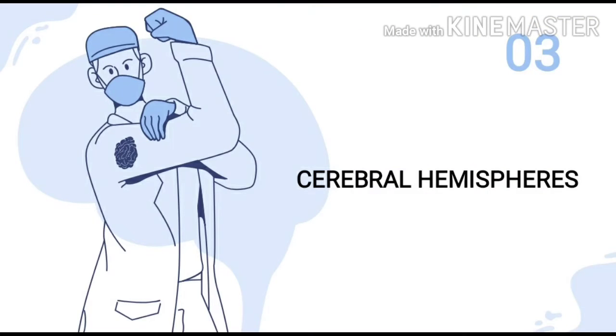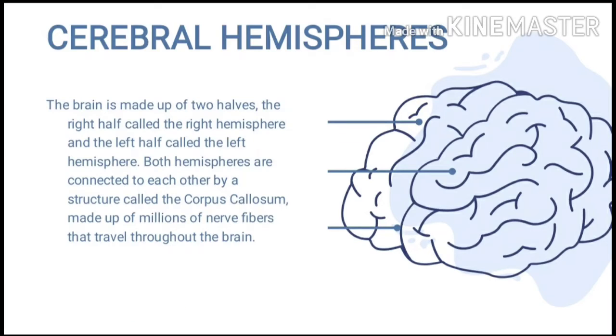Number 3. Cerebral hemispheres. The brain is made up of two halves, the right half called the right hemisphere and the left half called the left hemisphere. Both hemispheres are connected to each other by a structure called the corpus callosum, made up of millions of nerve fibers that travel through the brain.